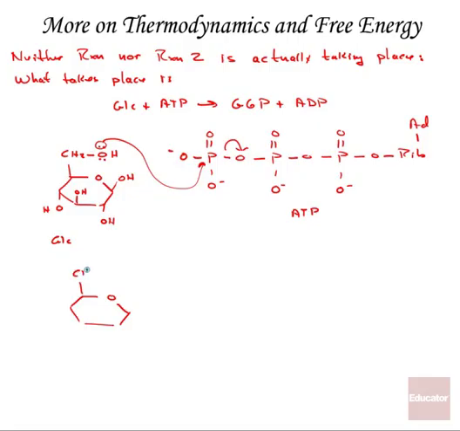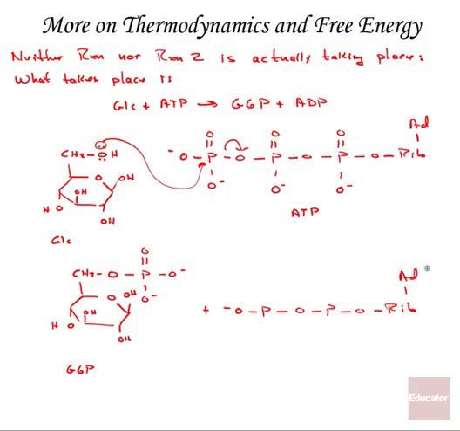I have CH2, O, P, O, O, and OH groups. What I have is glucose 6-phosphate plus adenosine diphosphate, which is going to be O, P, O, P, O, ribose, and adenine, just so you can actually see what is happening here. This is ADP. This is the reaction that's taking place in the enzyme.